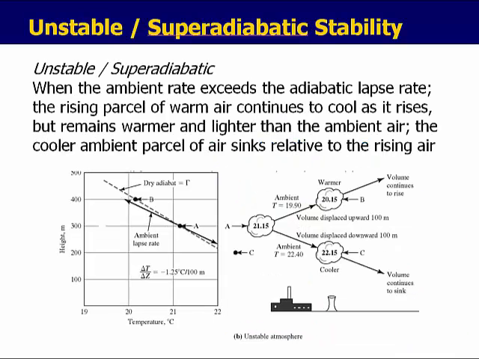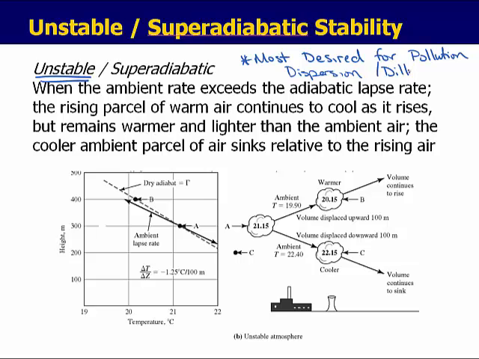The next condition is referred to as unstable. And although the word unstable has a negative connotation, this is the most desired condition for pollution dispersion. With pollution dispersion comes dilution. Again, we'll see that we have a dry parcel of air, which is going to lose or gain temperature by 1 degree Celsius every 100 meters.